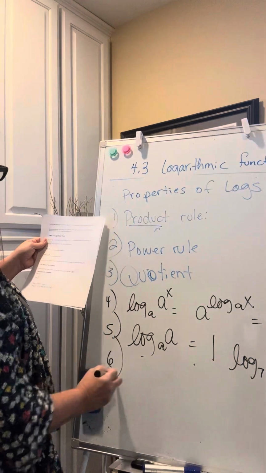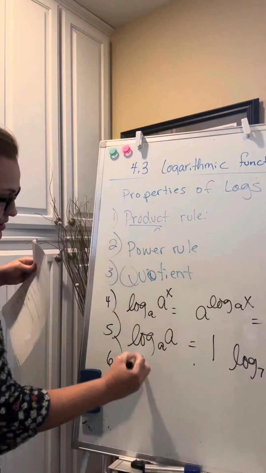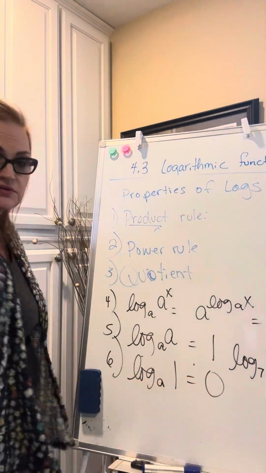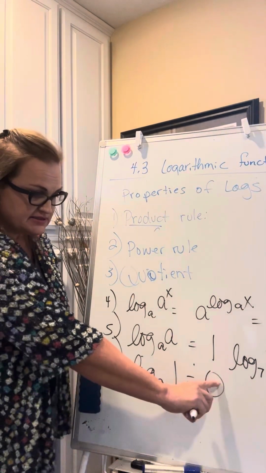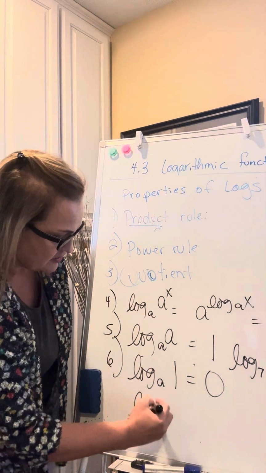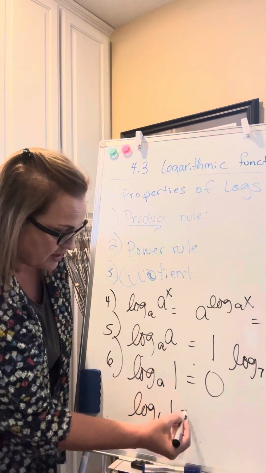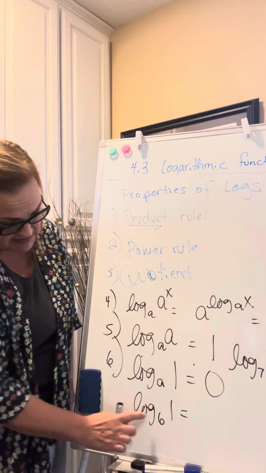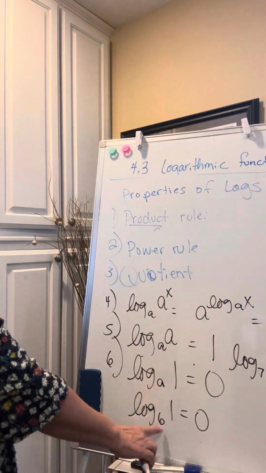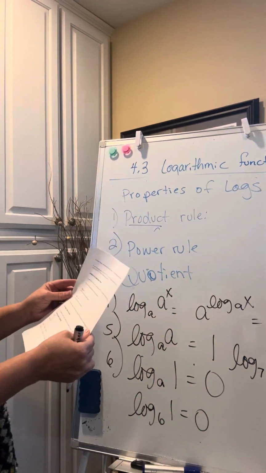Okay, next rule. Log of anything, base anything, of 1 has to equal 0. Any base to the 0 power always equals 1. We've been seeing some examples of that. Log base 6 of 1. You can check that. 6 to what power is 1? And that has to be 0. So any base, if you got a 1 there, it has to equal 0.